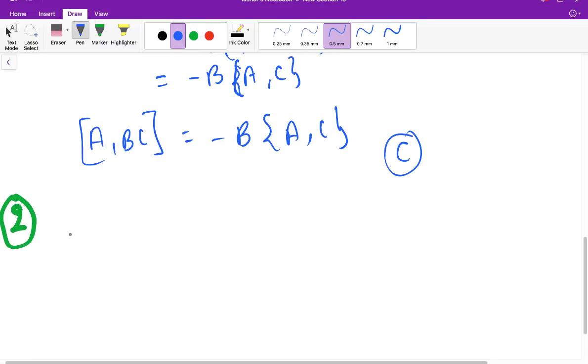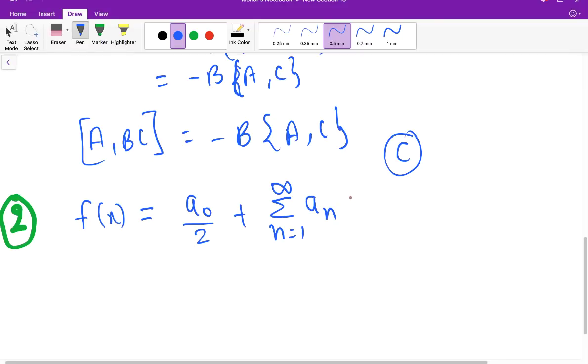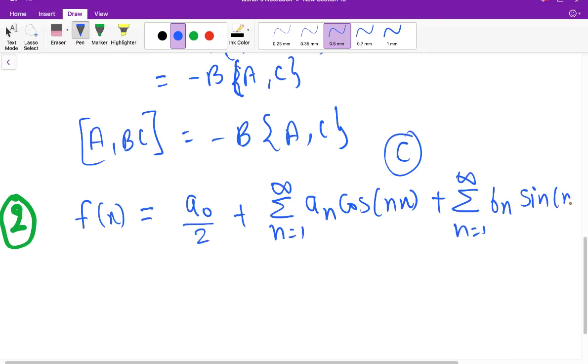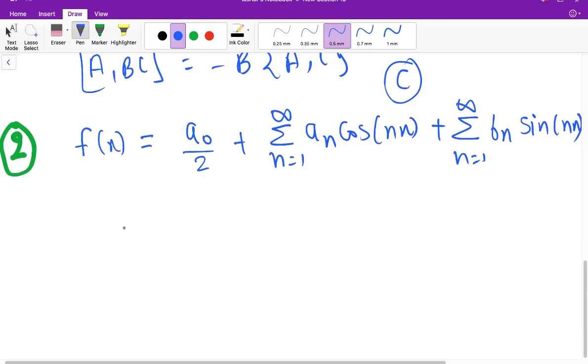Sorry, let me select the right pen. Okay, so given a function f of x, you can write it as some constant a naught by 2 plus the summation n equal to 1 to infinity of a n cos nx plus the sum n equal to 1 to infinity of bn sin nx, where a naught is 1 by pi, minus pi to pi, f x dx.